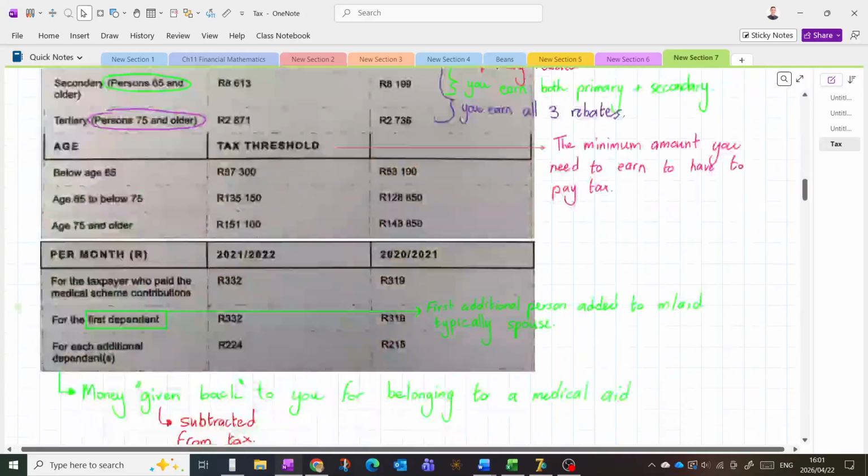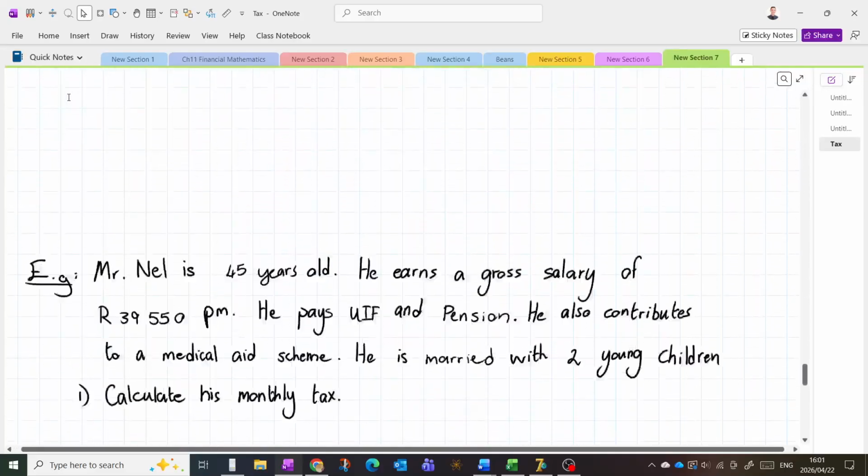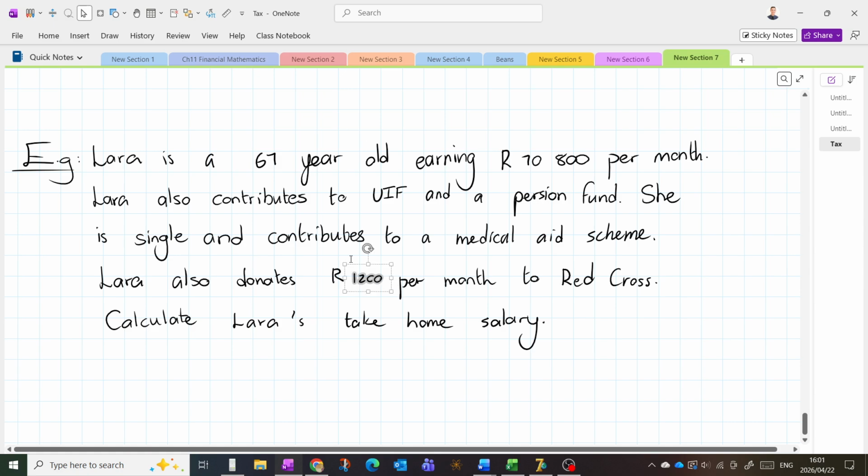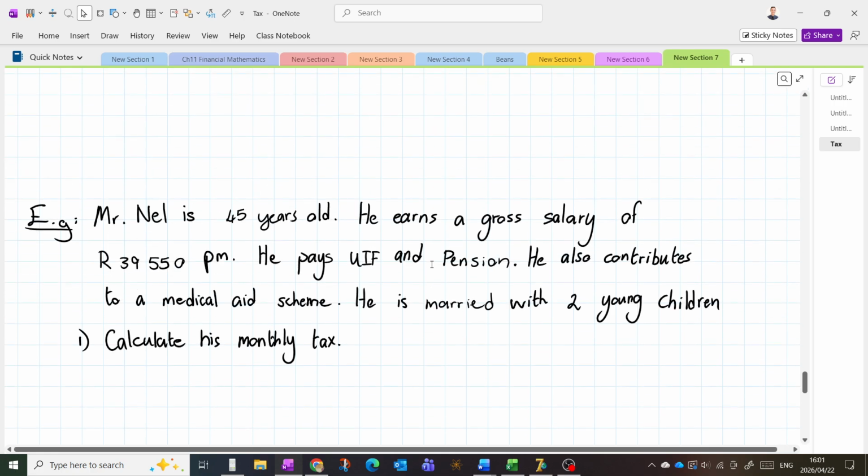Charity is also not taxable. So since in this case this person, Laura, would be contributing every month to the Red Cross, you're going to times that by 12 and that would be subtracted from her taxable income because it is not taxable.